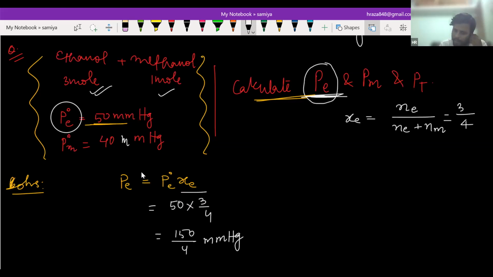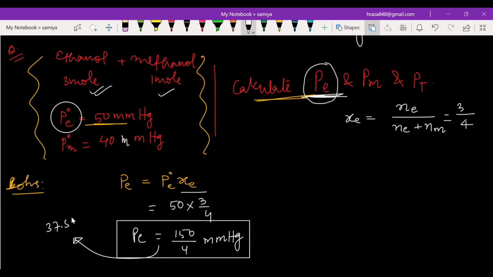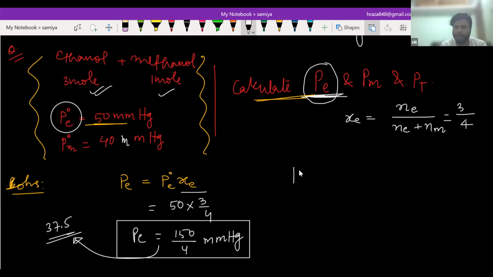Am I audible? Yes, sir. Okay. Wait a minute. Now you can see this is the partial pressure of ethanol, and you can easily convert it into decimal. Can you convert it? 4 3s are 12. 37.5. That's good.